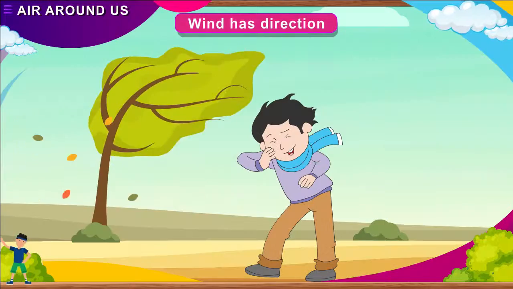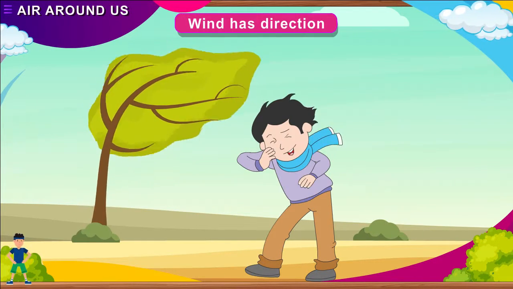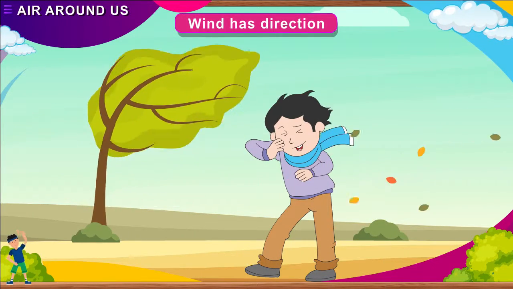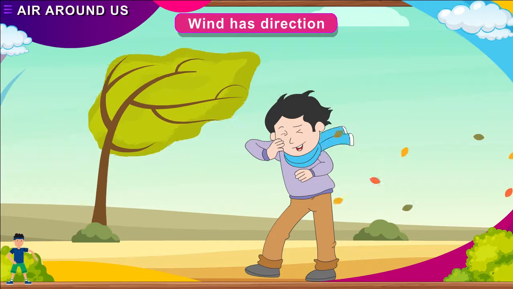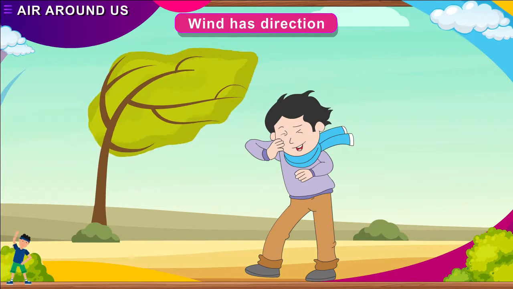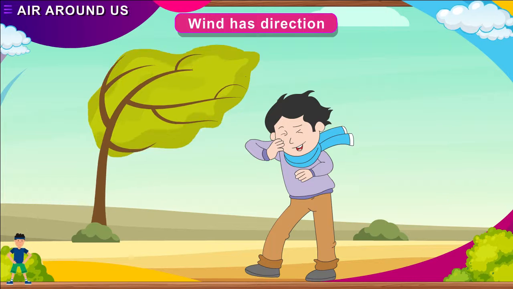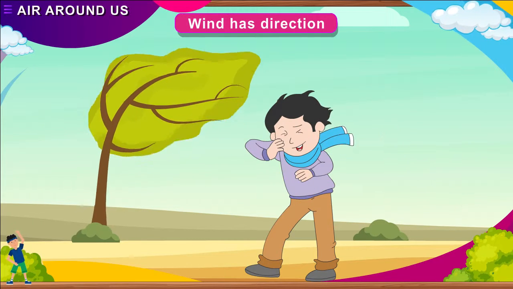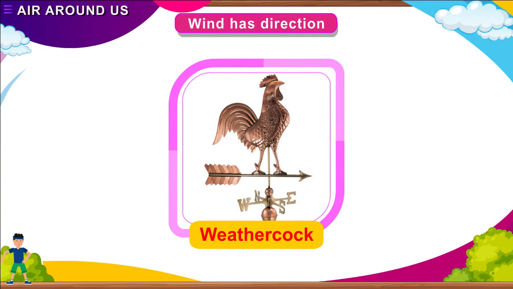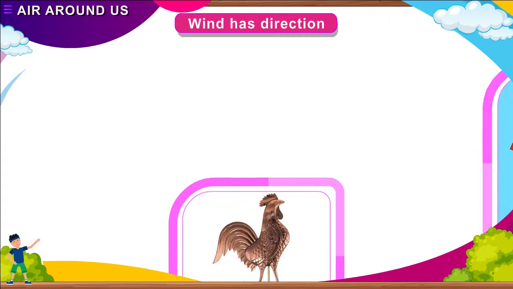Wind has direction. On a windy day, observe the trees. You can see the branches moving in the direction of the wind. So we say, the wind has direction. A weather vane or weathercock tells us the direction of the wind.